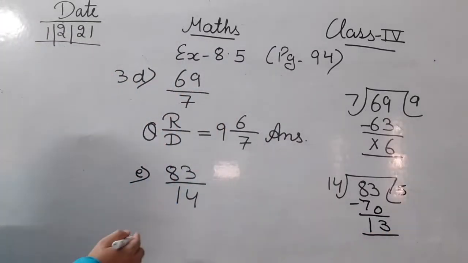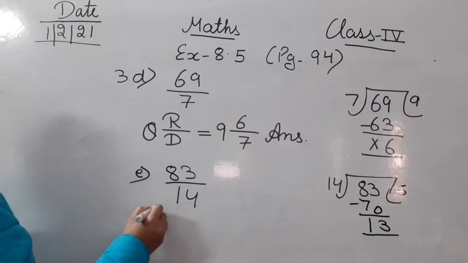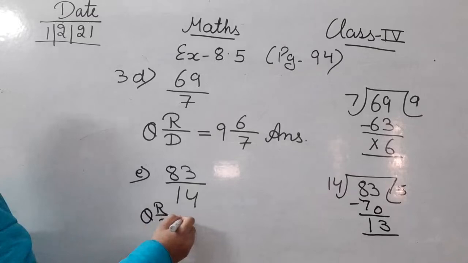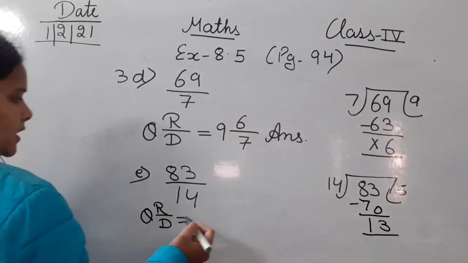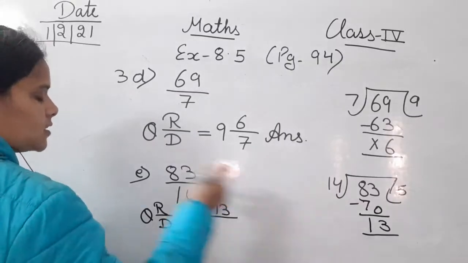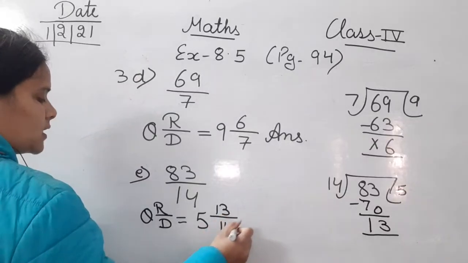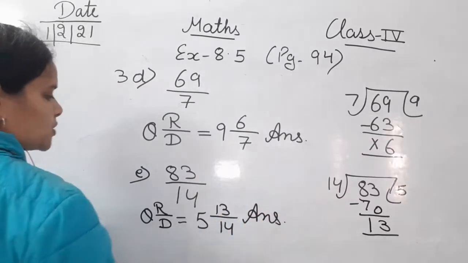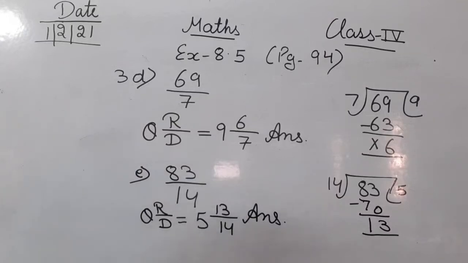So now we are going to write it in the mixed fraction by following QRD. Quotient is 5, remainder is 13, and the divisor is 14. That is QRD, quotient into remainder upon divisor. Okay class, so this is the solution of the D and E part from sum number 3 of exercise 8.5. You can pause it here and note it down in your notebooks.